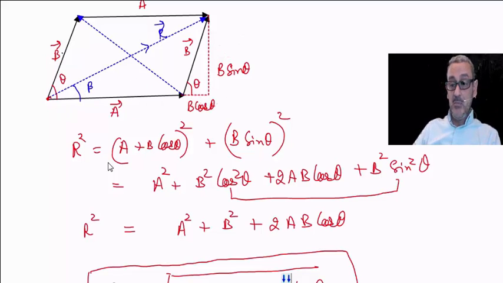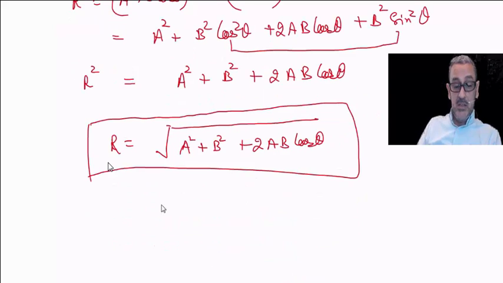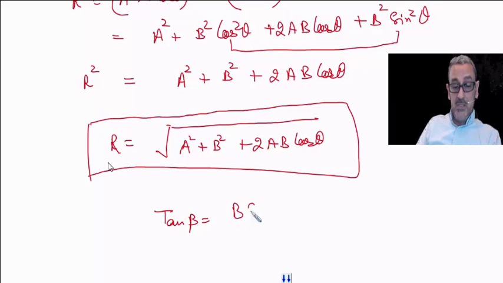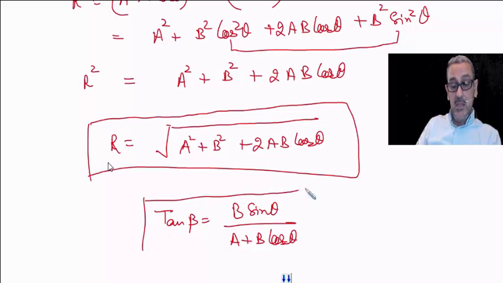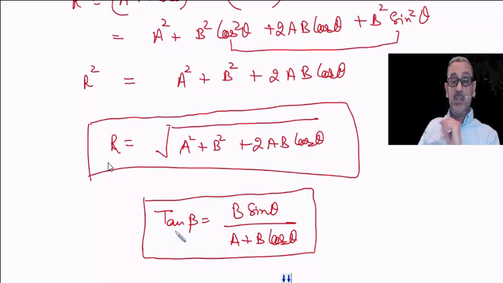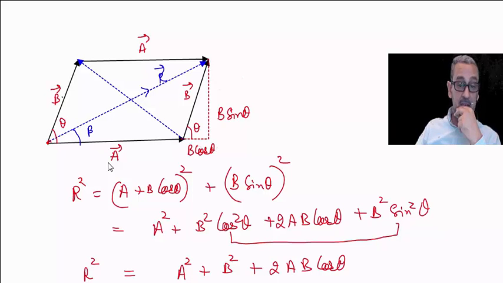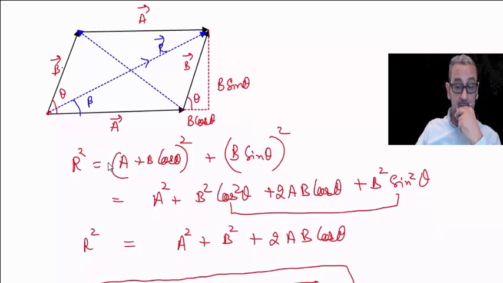So tan beta, this is again a triangle. So tan beta is equal to perpendicular upon base. What is the perpendicular? It is B sin theta, and the base is A plus B cos theta. So knowing this value, I can find the value of angle beta, that is, how much angle it will be making with the A vector, which is in the horizontal direction. Hope this is clear to you.